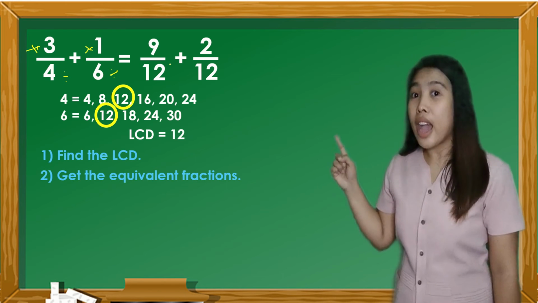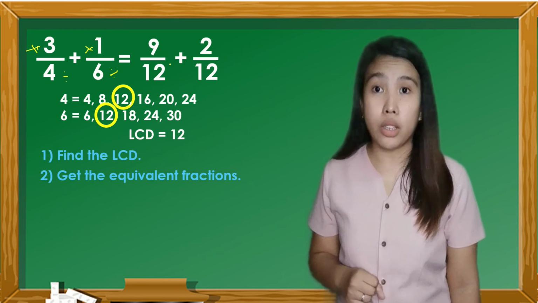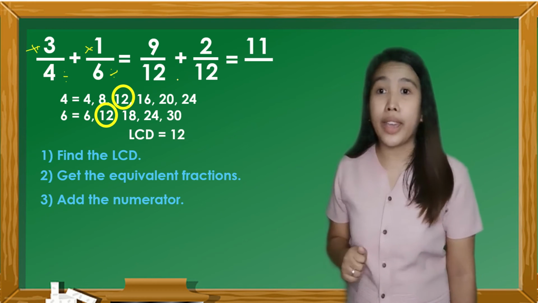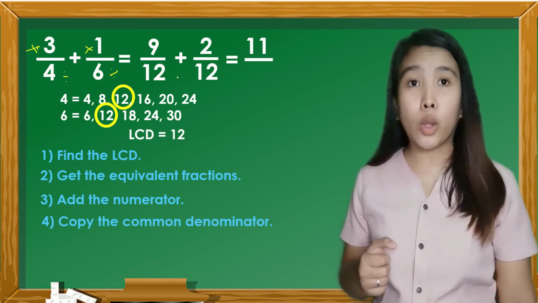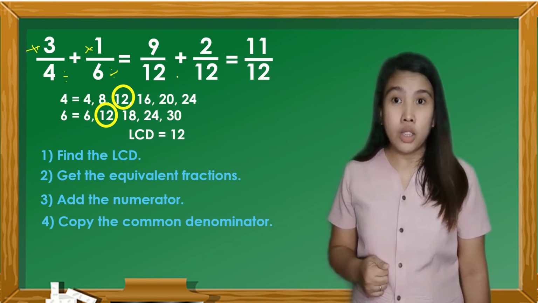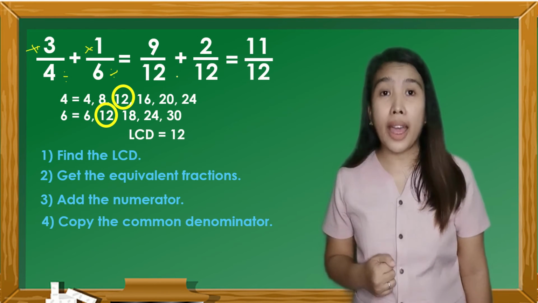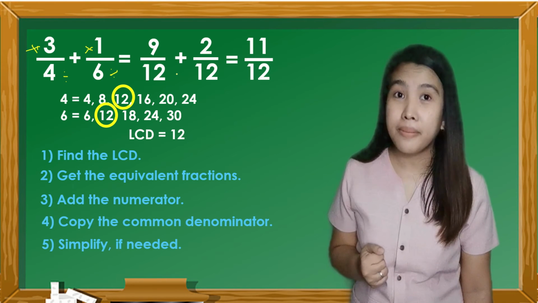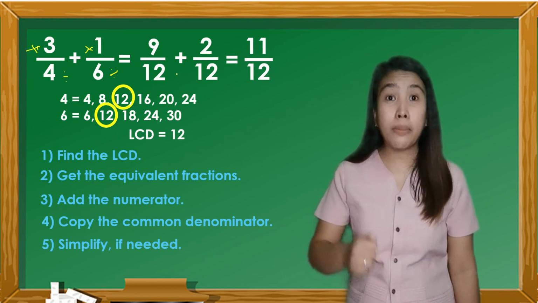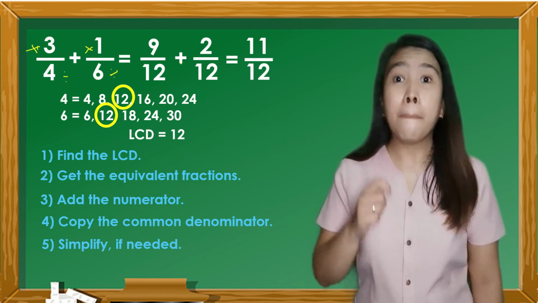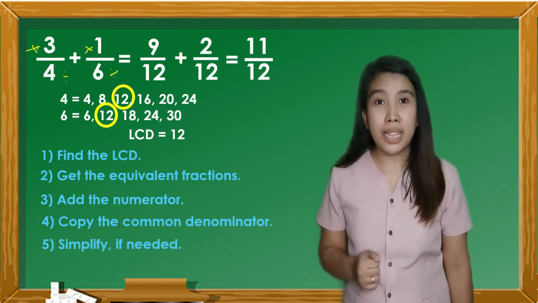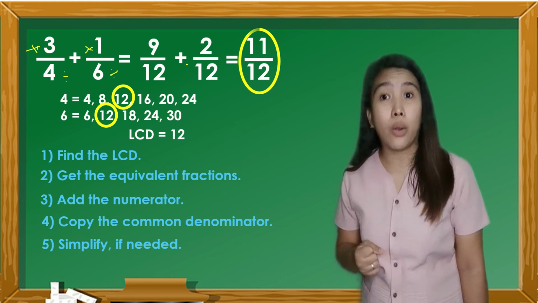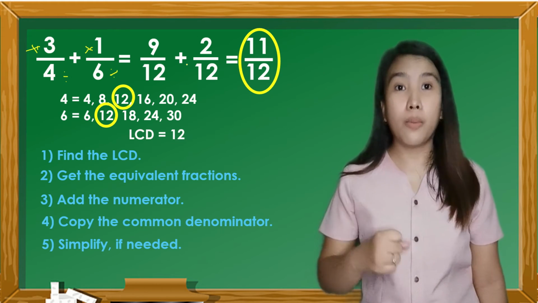And then, they have now the same denominators. Add first the numerators. 9 plus 2 is equal to 11. And then copy the common denominator, which is 12. So, next is to simplify. 11 over 12. Is it in simplest form? Very good. 11 over 12 is in the simplest form. Why? Because they are relatively prime. So the sum of 3/4 and 1/6 now is 11 over 12.